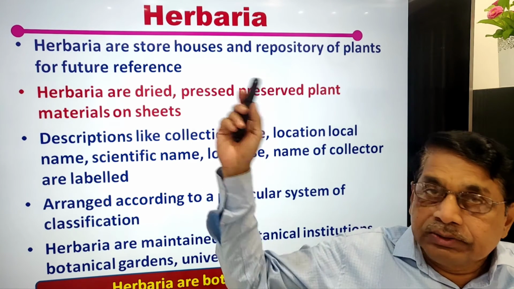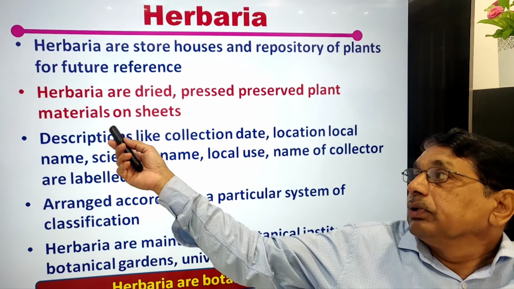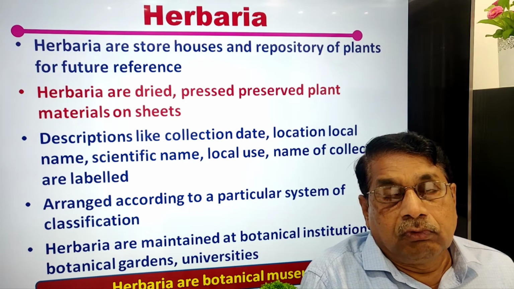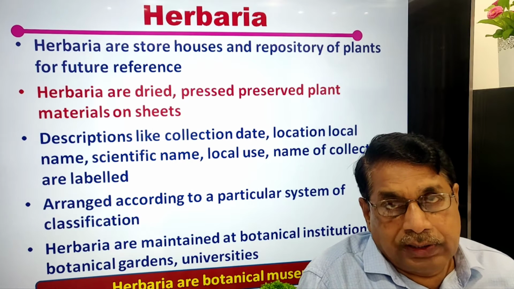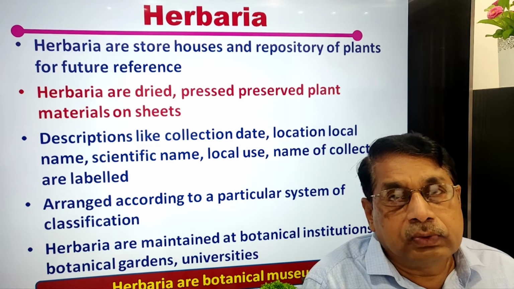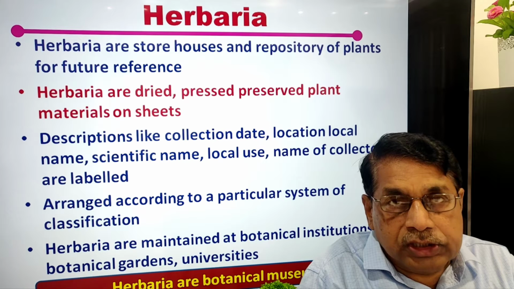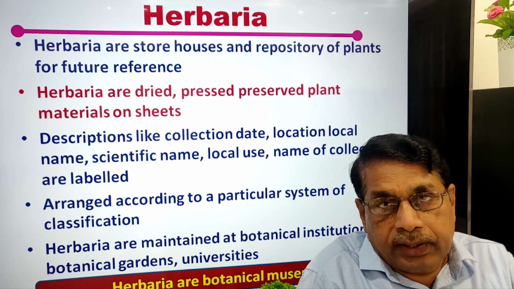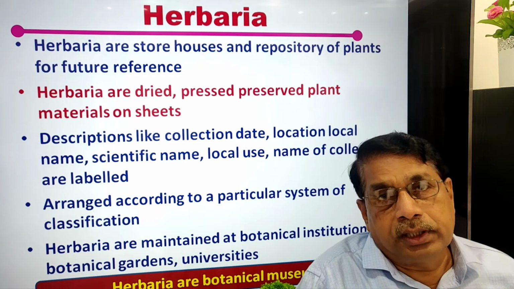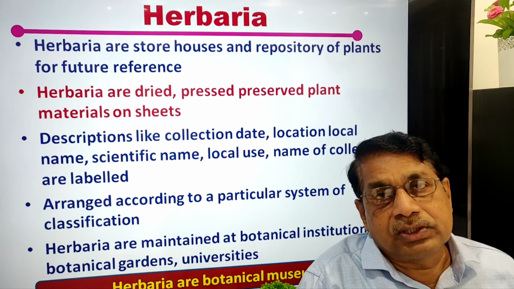Herbaria are dried, pressed, preserved materials on sheets. When we go to the field, collect the plants, small twigs, flowers, fruits, seeds, if available, then they are pressed on a sheet of paper, dried properly, preserved, and stored in the herbaria. They are arranged systematically according to a particular classification.